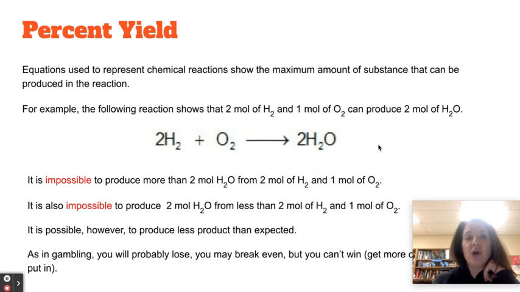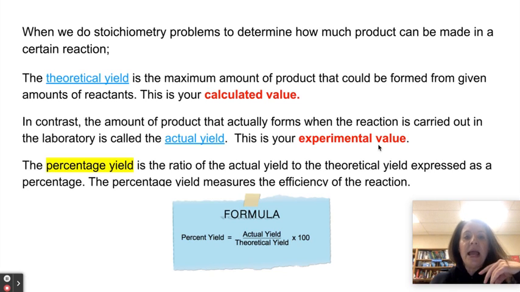And we get into something called percent yield this week. And percent yield basically is a measure of how efficient your reaction is. So you want to think of it like a percentage on a test. So if you, let's say, got 5 out of 10 on a test, you know that your percentage would be 50%. If you got 8 out of 10, you got 80%.